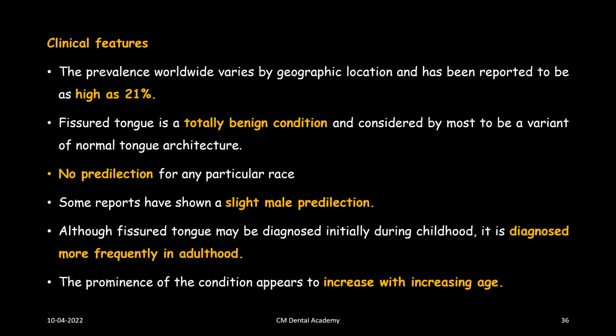Fissured tongue is totally a benign condition and is considered by most to be a variant of normal tongue architecture. There is no sex predilection, but some have reported a slight male predilection. Although fissured tongue may be diagnosed initially during childhood, it is diagnosed more frequently in adulthood. The prominence of the condition appears to increase with increasing age.